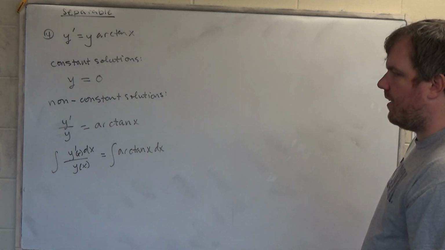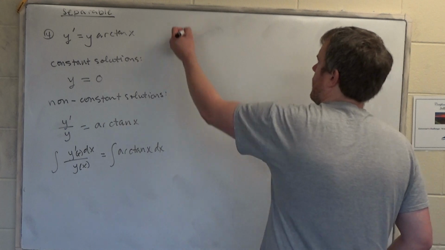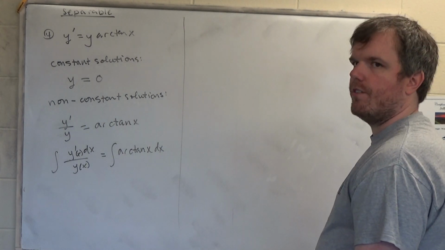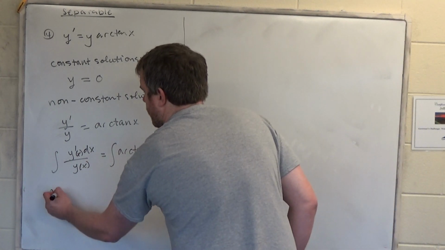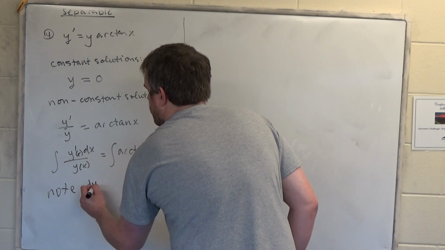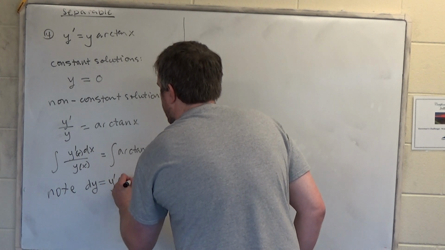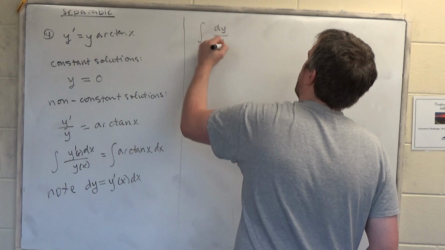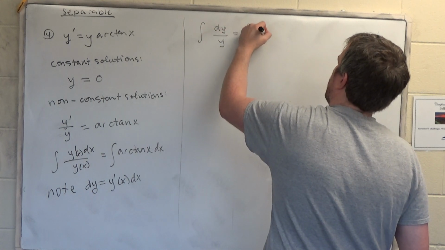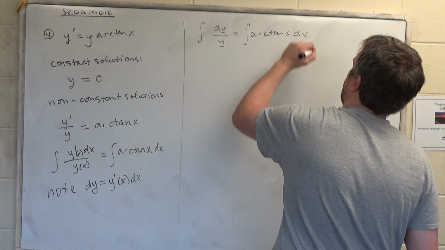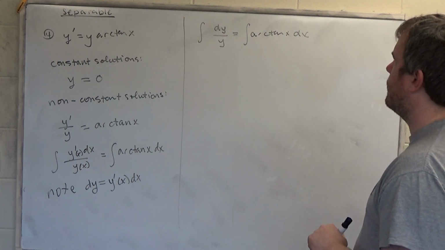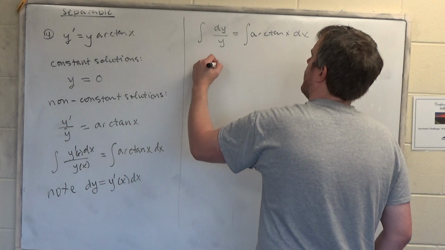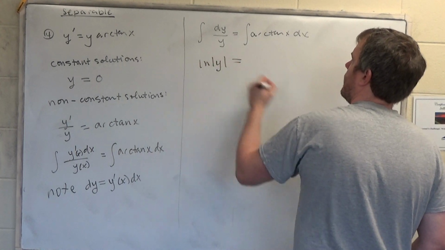Now, it looks like the left-hand side is going to be tricky, but it's actually not terrible if we note that y prime of x dx is the differential dy. So I'm going to say note dy is y prime of x dx. Then the left-hand side simplifies into dy over y equals, well, we still have arctangent of x dx on the right-hand side, but it's okay. Integrating the left-hand side yields natural log of the absolute value of y.